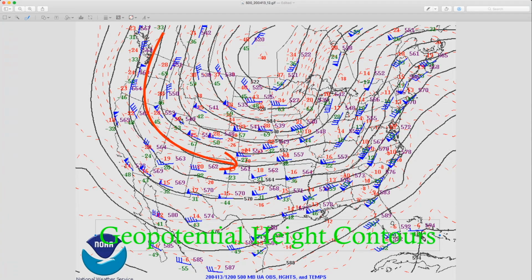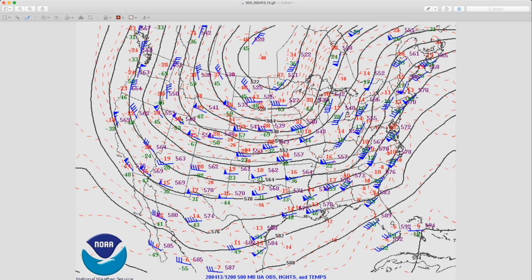Something to keep in mind: we're not going to do an isobaric analysis now. This map depicts the same thing as the surface maps: the direction of the wind, and the temperature is going to be very cold. 500 millibars is a few kilometers up in the atmosphere. We're going to talk about this in more detail over the next few weeks.